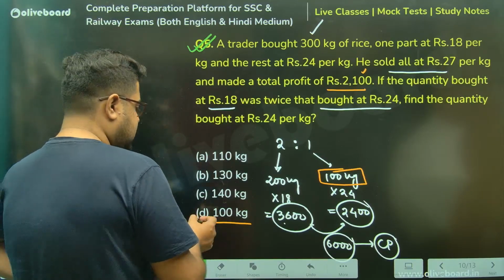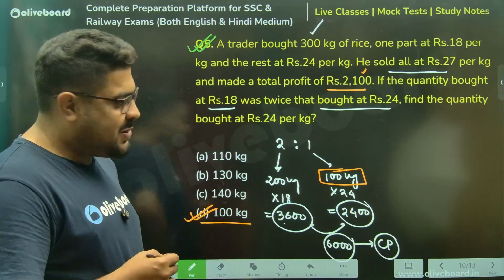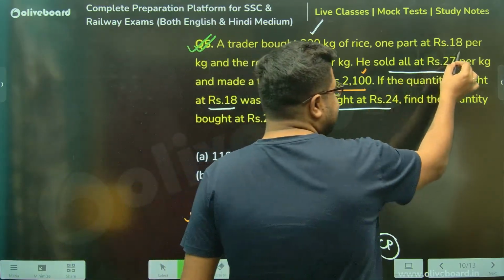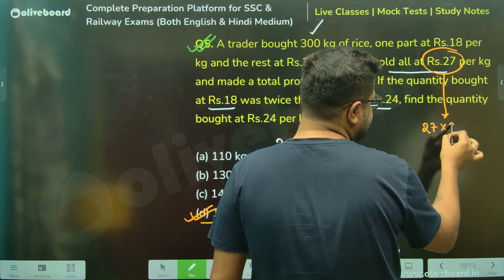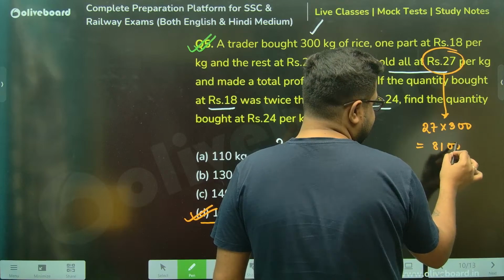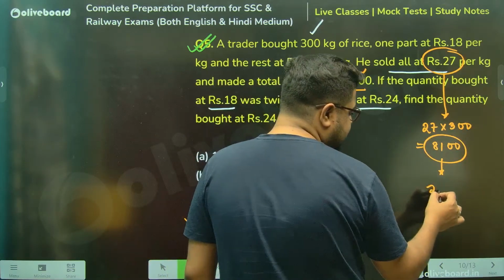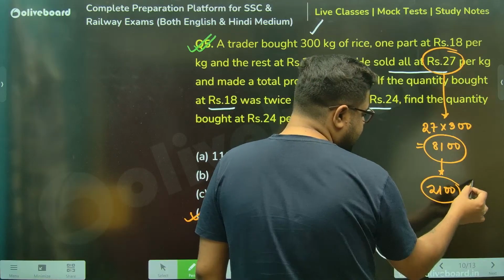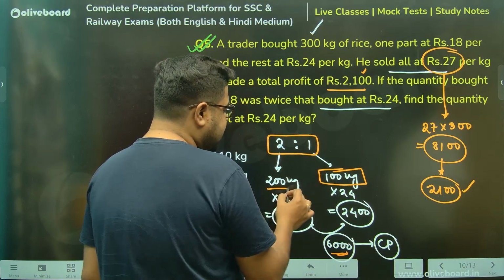Sir, this question doesn't really make any sense. Because what you see, 27 rupees into 300 kgs. So 27 threes are 81 only. So definitely 6,000 is CP. So 2,100 rupees profit. So there is nothing, but again, this 2:1 ratio itself is giving us these two answers.